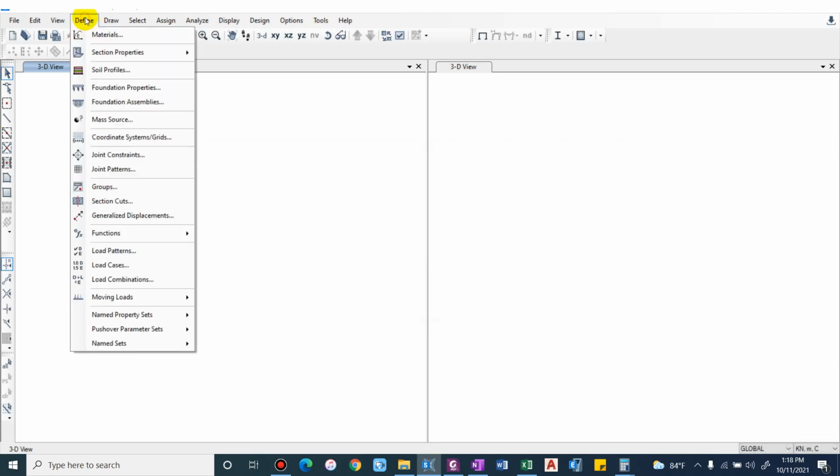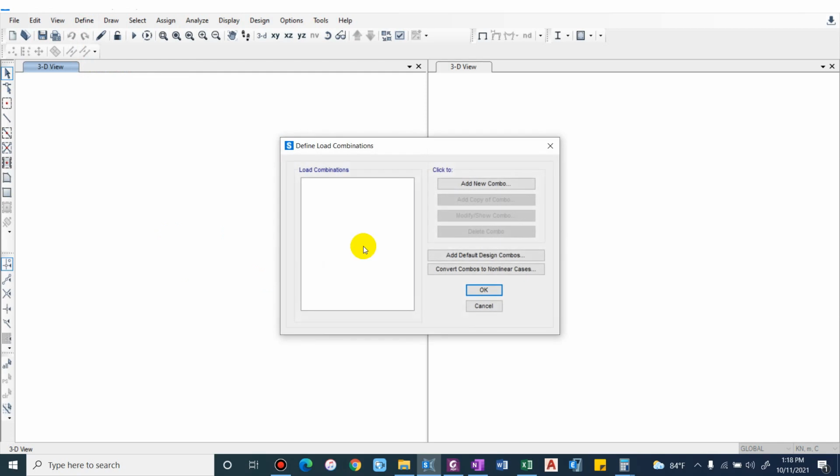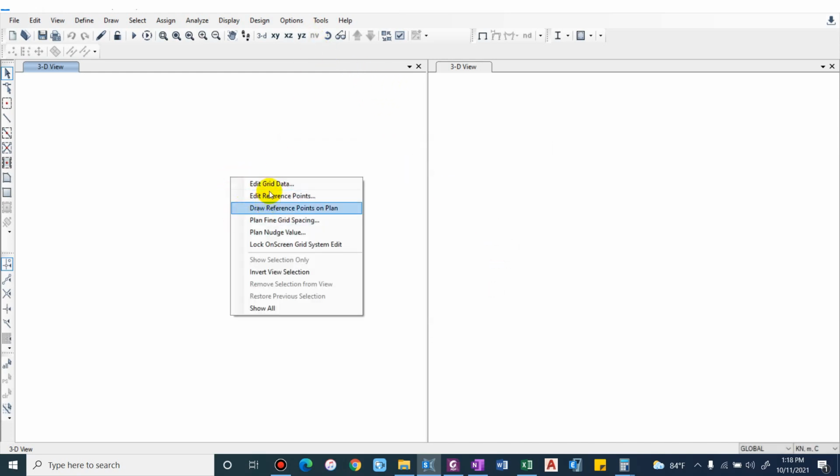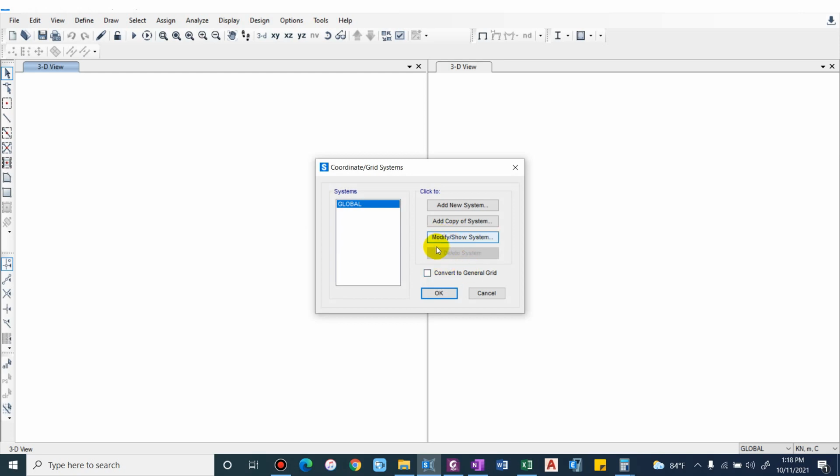Similarly, load combinations we have to input manually, and I'll do that later on. Firstly we'll model the structure. Right click and go to edit grid data, add new grid system, because this is a circular structure, so we have to define a circular grid.